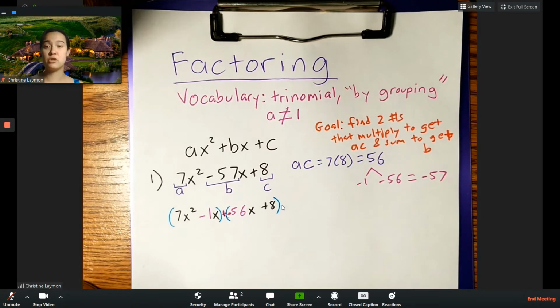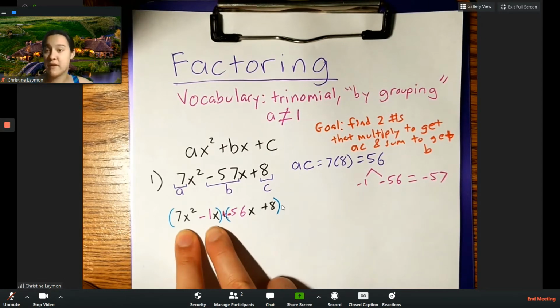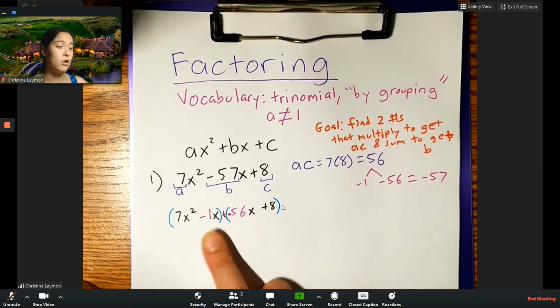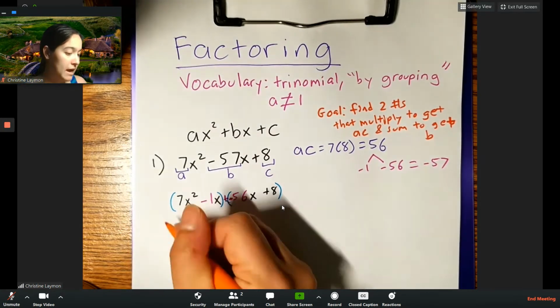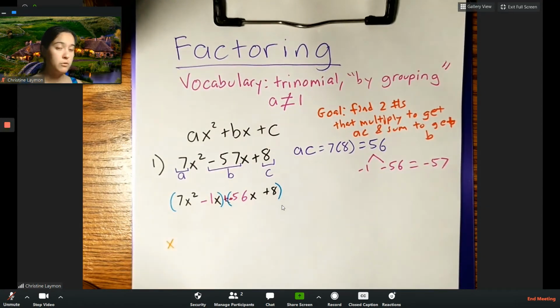What we're going to do now, we're going to look for the greatest common factor. What goes into both of these values? Well, x is the only thing. So over here, let me switch colors. I'm going to go ahead right now and factor out an x. So I'm going to take out an x.